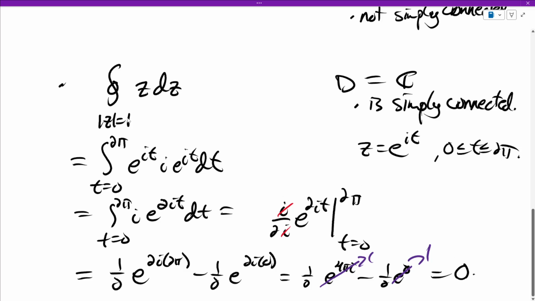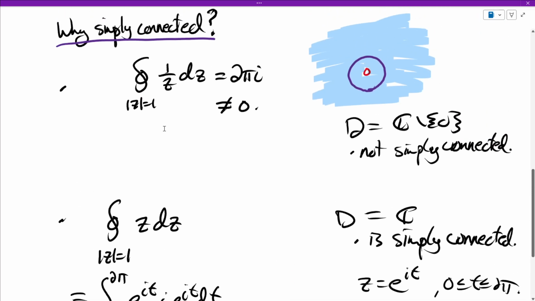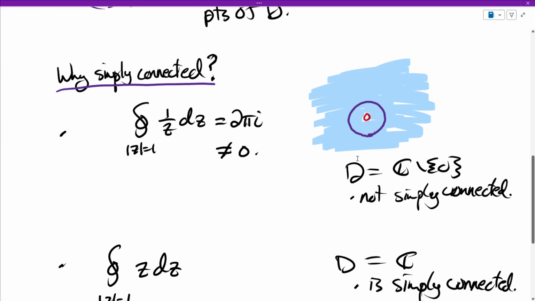And in fact, if you were to integrate z over any closed contour, since the domain of z is really everything, it's an entire function, you will always get 0. You don't have to do the integral over and over again. You know, because it's a simple closed contour, that you get 0. Whereas in this case, the domain was not simply connected, and so we likely might not get 0. Okay, and we didn't. We got 2 pi i.